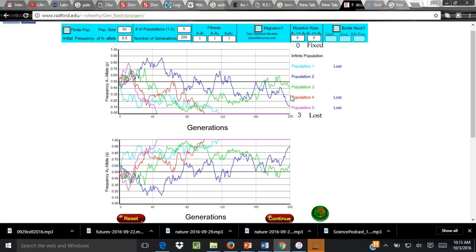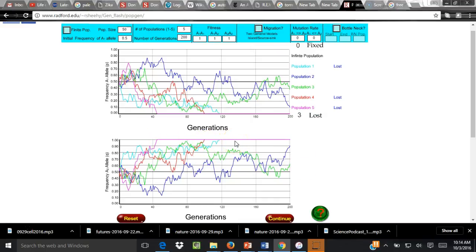What does that mean? Well, that means if this is flower color, this pink one here, can you see the pink one? That means that in the population of 50, the red allele went up for a while up to 80% and then went down to 0, whereas the white allele started at 50, went down to 20% and went up to 100. That means the red allele was lost. And conversely, if we look down here, we can see that the white allele got fixed.